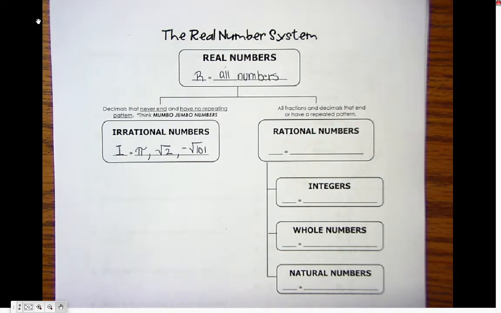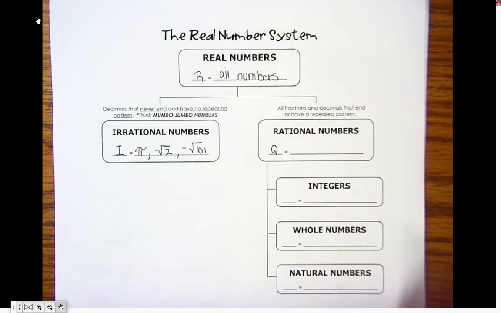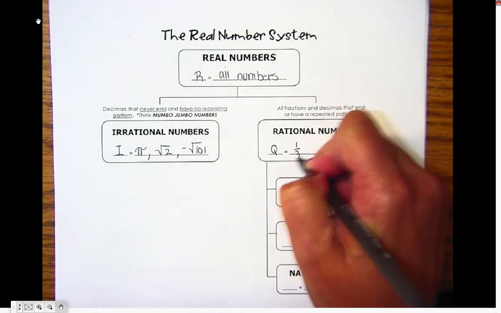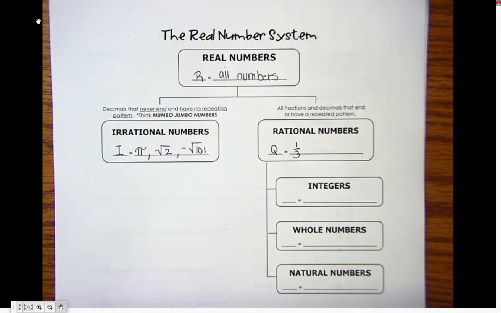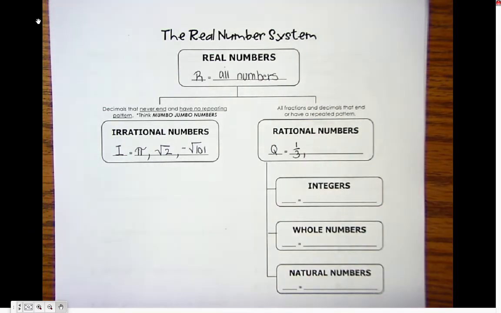So rational numbers then are fractions and decimals that either end or have a repeating pattern. For our rational numbers, we use the letter Q, I think because we've already used R for the reals. So Q is our set of rational numbers. And these are things like 1/3, because 1/3 as a decimal is 0.3 repeating. There's a repeating pattern when we look at 1/3 in decimal form.